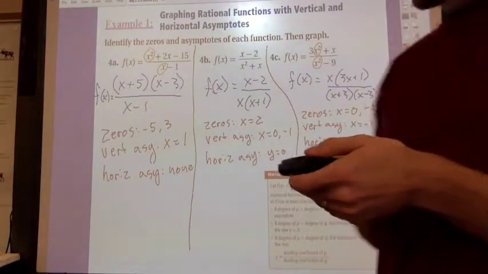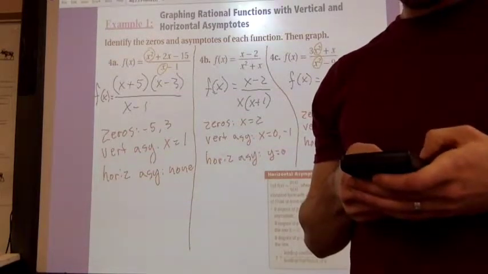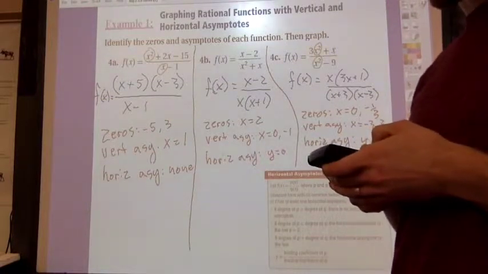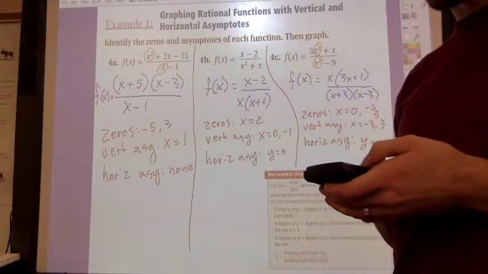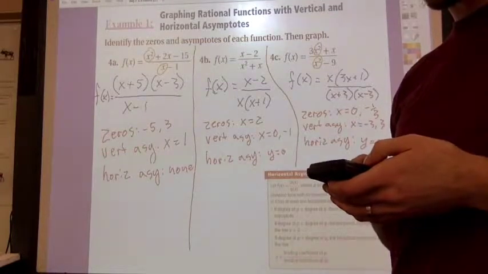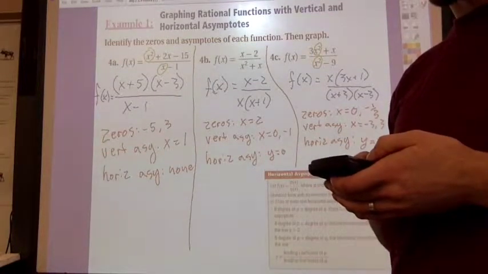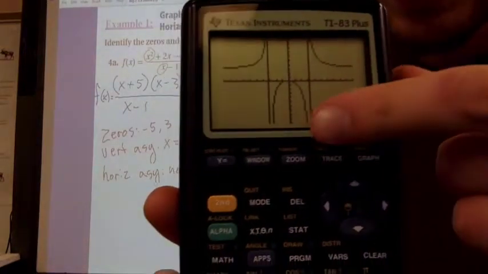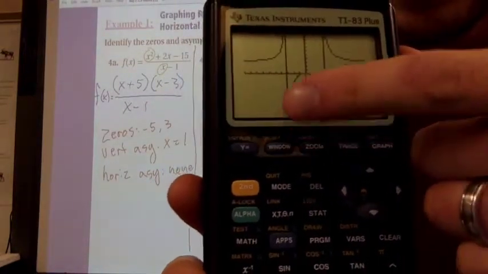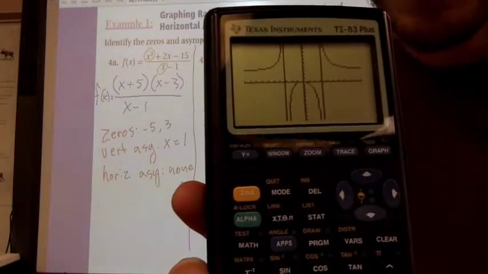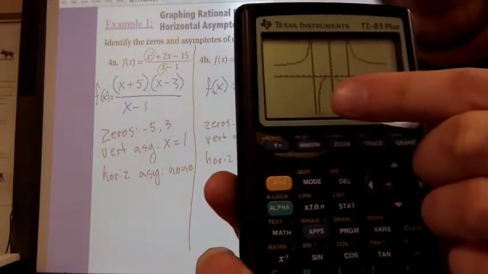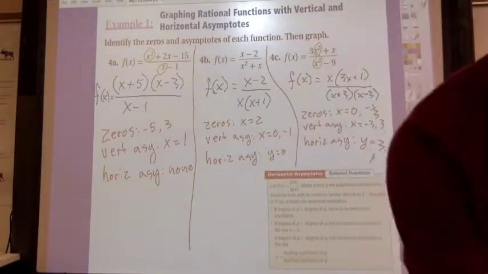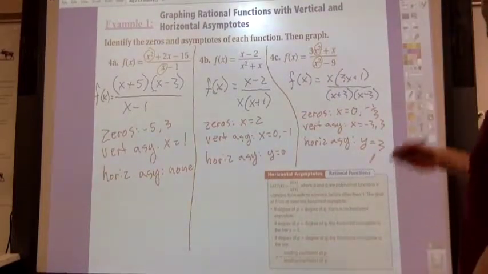You know what? My vertical asymptotes don't look right. Maybe I typed this in wrong. Oh, I typed it in wrong again. Sheesh. Get it together, Mr. Fink. Okay, that looks a little better. See, my vertical asymptotes here are definitely at 3 and negative 3. And take my word for it, the zeros are at 0 and negative 1/3. So I'm sorry that took me so long to type in correctly.